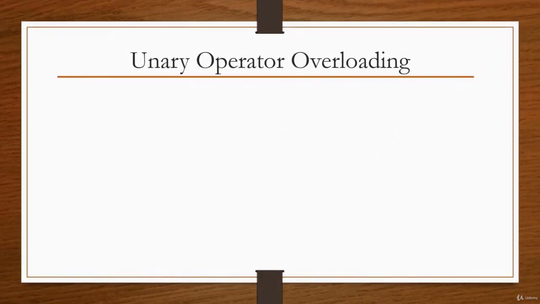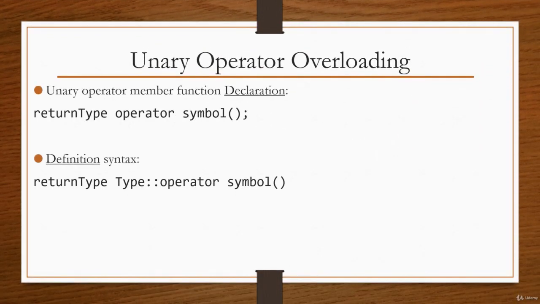The unary operator member function declaration will look something like that. You have the return type. In this example, maybe vector2d, the operator keyword, and then the symbol, the negation operator, and so on, the ones that I showed you in that table. And then we have the parentheses, so again these basically are functions. Then you have the definition.